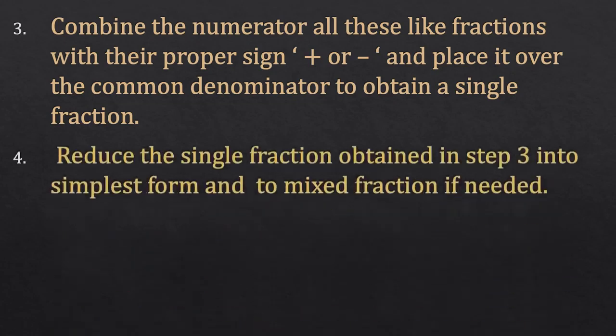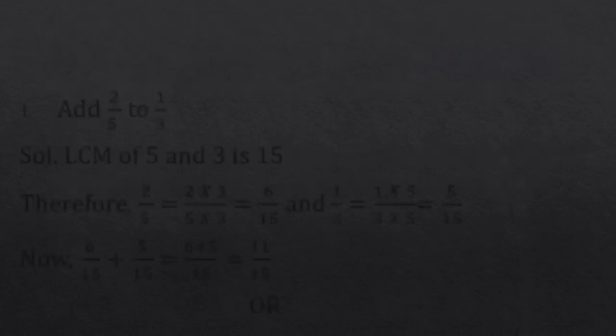Then last is reduce the single fraction obtained in step 3 into simplest form and to mixed fraction if needed. What you have to do? The single fraction that you get in step 3, you have to reduce in simplest form. I have told you that if it is possible to reduce the fraction in simplest form, we have to reduce it. And after that, if it is an improper fraction, then convert into mixed fraction also. This will be more clear to you with the help of some examples. So let's proceed to examples now.